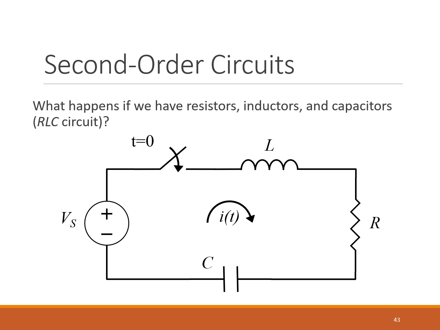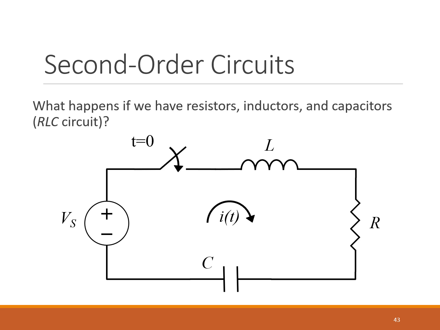In terms of detailed quantitative analysis, our focus is definitely going to be on first order RC and RL circuits. However, I do want to briefly mention second order circuits. So our second order circuits come about if we have resistors, inductors, and capacitors all in the same circuit. So we would call such a circuit an RLC circuit.